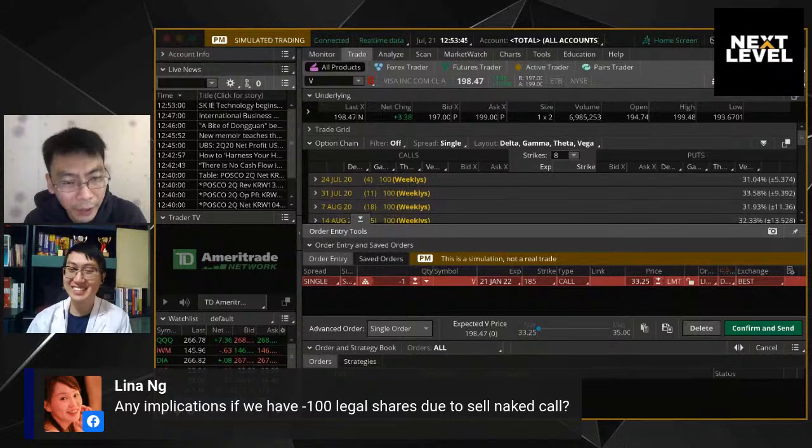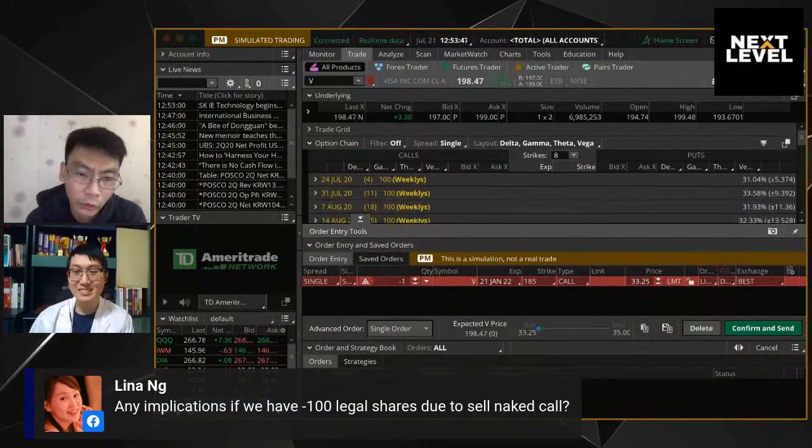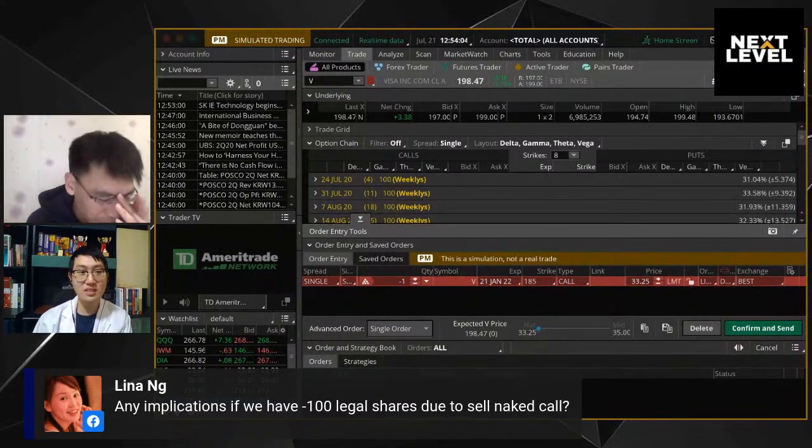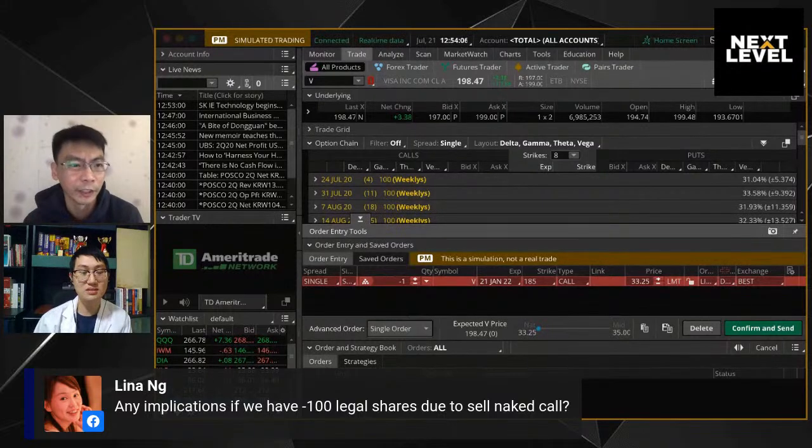Any implication if you have minus 100 shares due to selling a naked call? If you return in time, it's still okay. But if you don't return, they will charge you interest. So Lina, if you see minus 100 shares, when you see minus, please close as soon as possible. Sometimes you close, you still make money, but I hope that you lose money so that you remember to close next time.